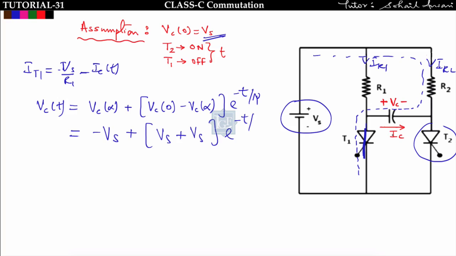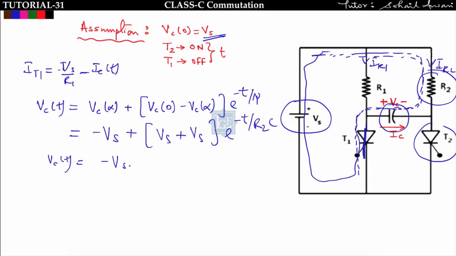What is the time constant? Time constant is equal to R equivalent into C equivalent. Now see, this RC circuit is separated from this R1. This is the supply voltage, this is R2, this is the capacitor, and again this is the supply voltage. So the time constant is only the multiplication of R2 into C. Got it? So finally Vc of t I will get, that is equal to minus Vs plus 2 Vs e to the power minus t upon R2 into C.